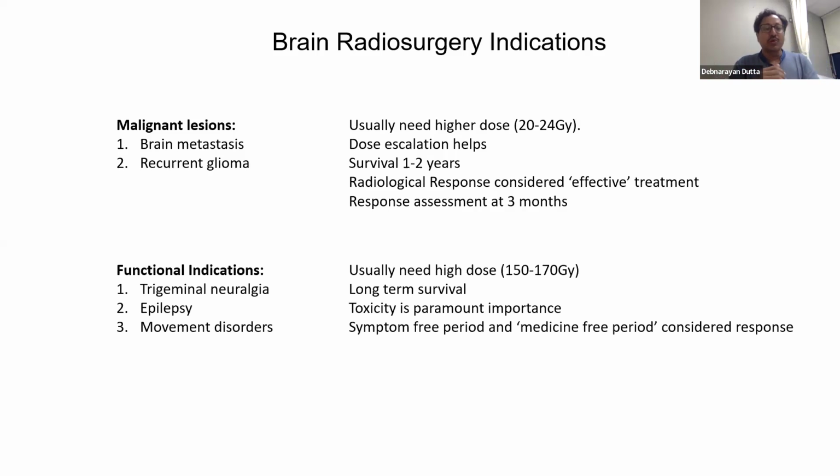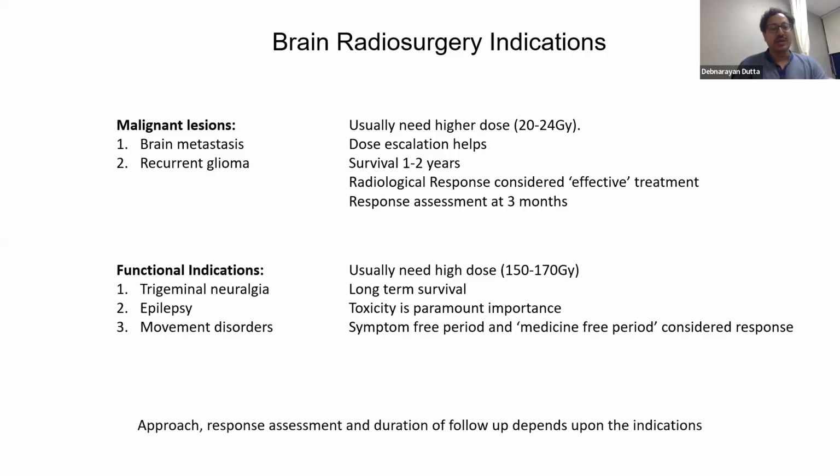And the fourth and last one, a very interesting one, is the functional indications, like those patients who are treated for trigeminal neuralgia, epilepsy, movement disorders. Here the total dose is 150 to 170 gray, meaning an extremely high dose of radiation. And these patients are otherwise normal patients. They live long, and the toxicity is paramount. So in those patients, we need to be doubly sure before we do the radiation. And symptom-free status is important. We don't have any radiological tool to assess the response, so it is the symptom assessment which is important in this patient cohort. So we need to do it that way.